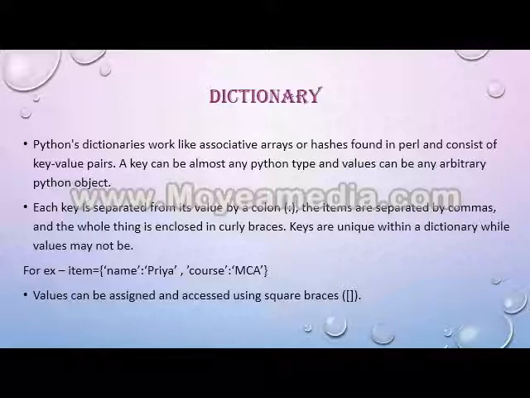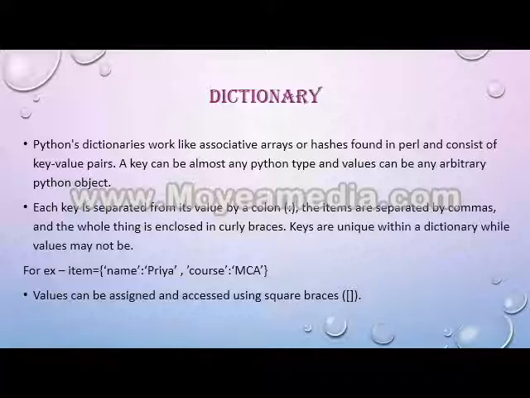So Python dictionaries work like associative arrays or hashes found in Perl and consist of key value pairs. Key can be almost any Python type and values can be any arbitrary Python object. Means Python dictionaries are just similar to associative arrays. Means it also has key and value pairs in which the key fetches the value we want to execute.